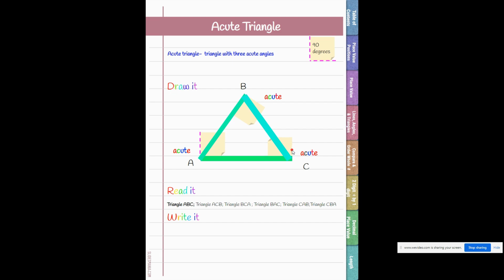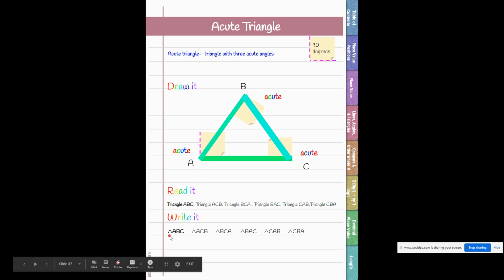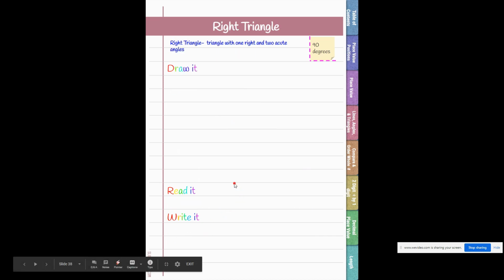So we would read this as triangle ABC. There are other names that you can give it, just depending on which way you trace your triangle. But please remember, an acute triangle has 3 acute angles. When we write it, we take the letters and we put the triangle symbol in front of them. Now let's talk about a right triangle. A right triangle is a triangle with 1 right angle and 2 acute angles.